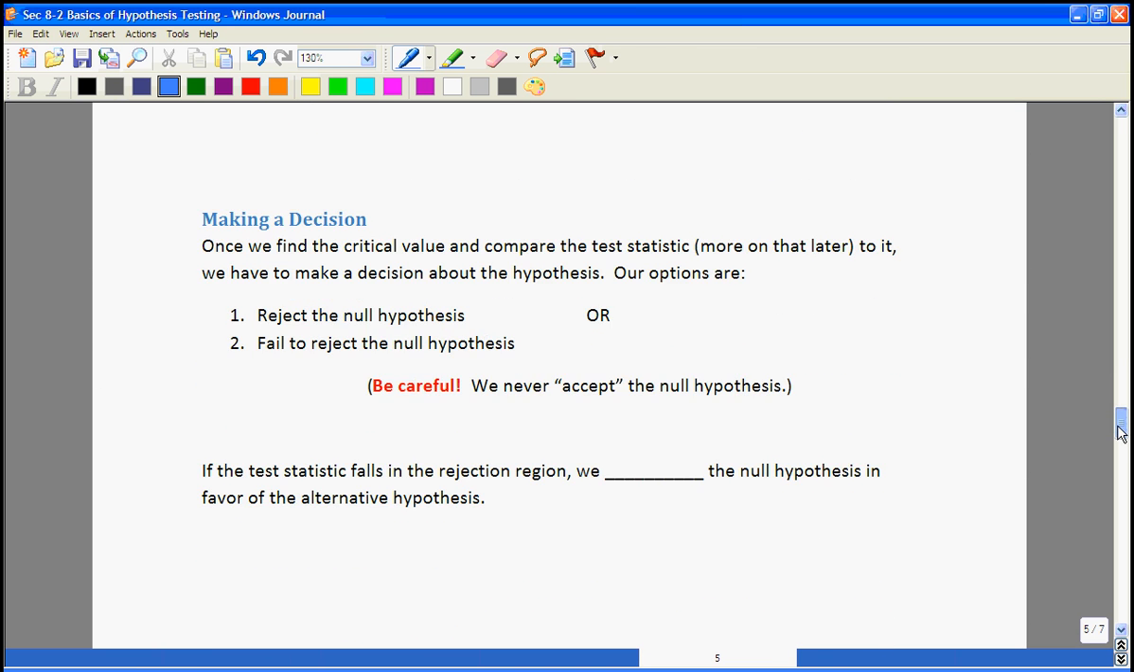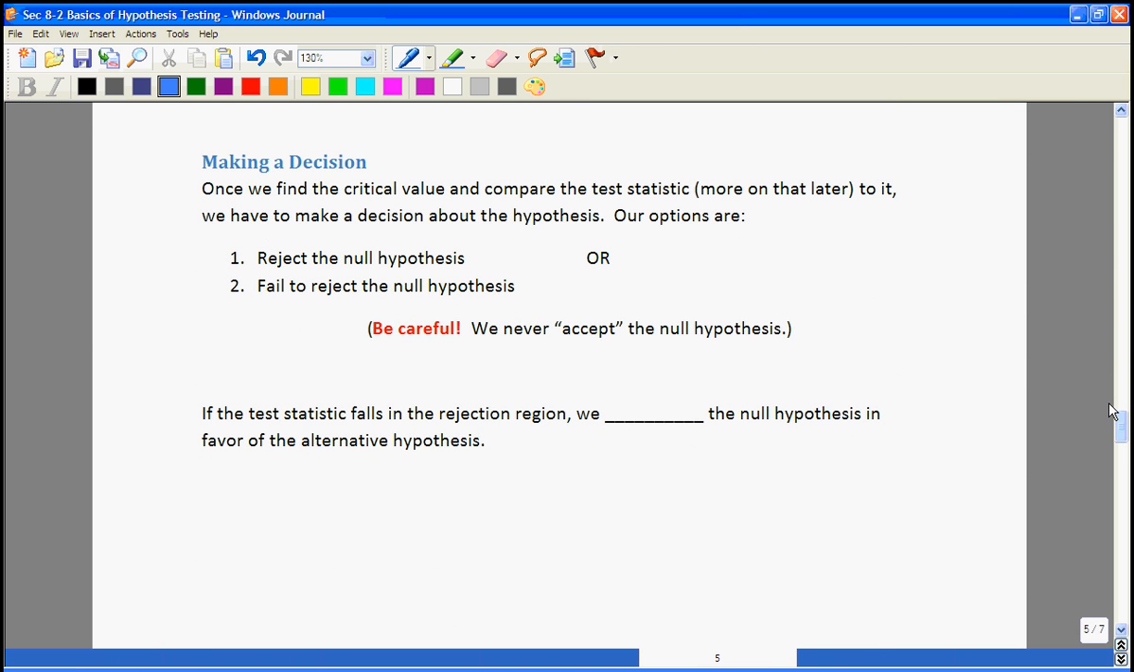Next, we move on to making the decision. I think I've already alluded to this with finding the critical values before, but it doesn't hurt to state it a little more formally. Once we find that critical value and compare the test statistic to it, we have to make a decision about the hypothesis. Our options are to reject the null hypothesis or fail to reject the null hypothesis.